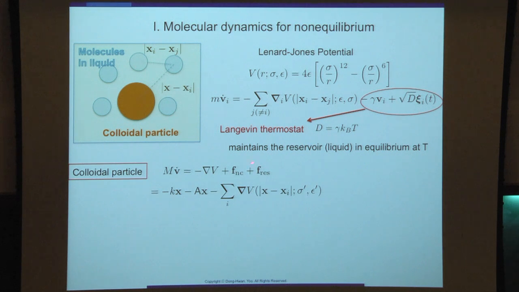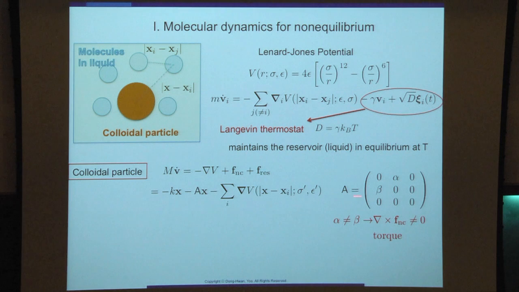And the colloidal particle's equation of motion is such, and in this case, there are three kinds of force here. The first part is harmonic, and I think that mimics some confining force in an optical tweezer. And the next one is a non-conservative force. For this, I choose this non-symmetric matrix, and for different alpha and beta values, this force becomes non-conservative. Actually, this is the non-equilibrium driving force. And the third term, F reservoir, denotes the interaction of the colloidal particle with other molecular particles.